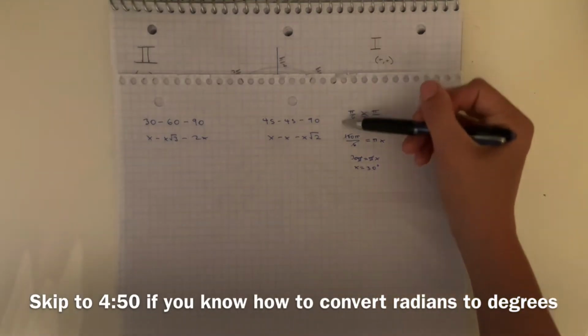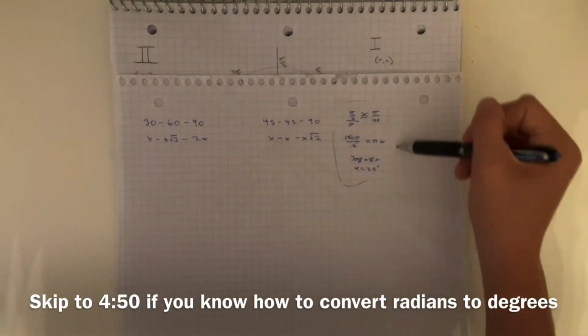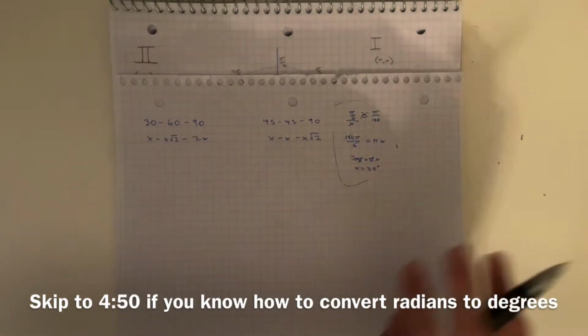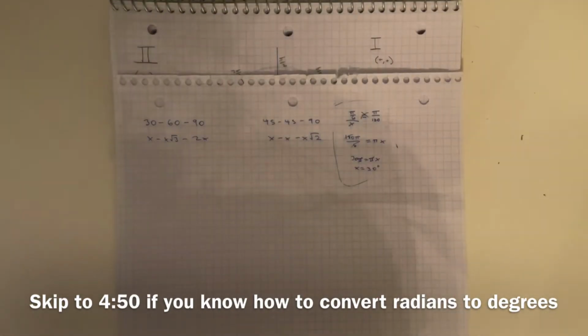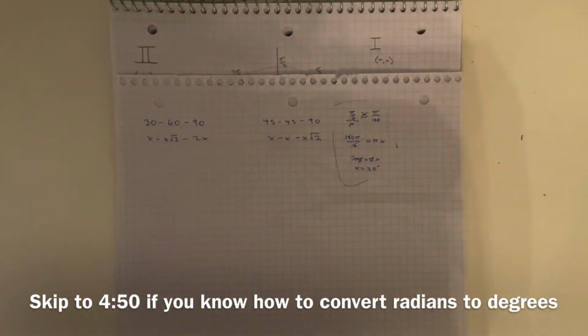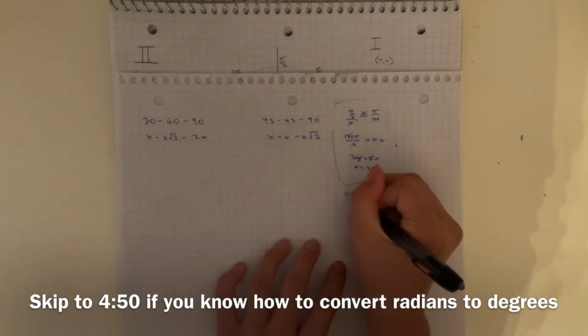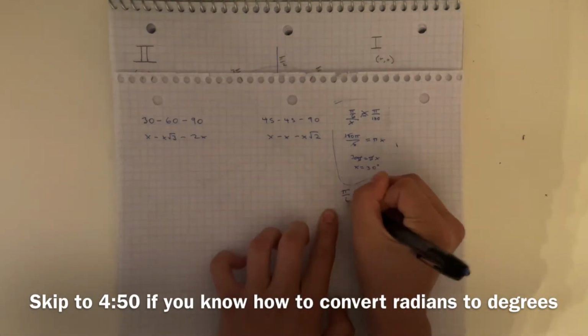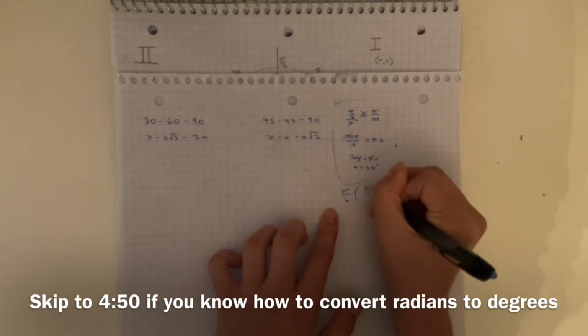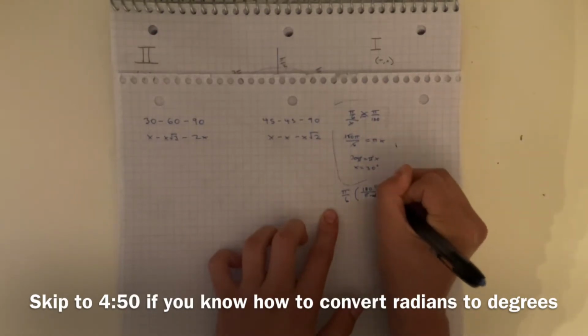But this is difficult, and as we're starting out, you do not want to have to do this every single time. So there is an easier way to do it. The way that you translate is simply by saying pi over 6 times 180 over pi radians.